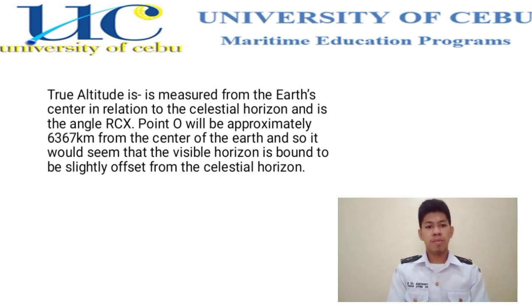True altitude is measured from the Earth's center in relation to the celestial horizon and is the angle RCX. Point O will be approximately 6,367 km from the center of the Earth, and so it would seem that the visible horizon is bound to be slightly offset from the celestial horizon.